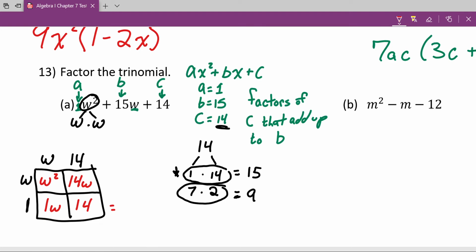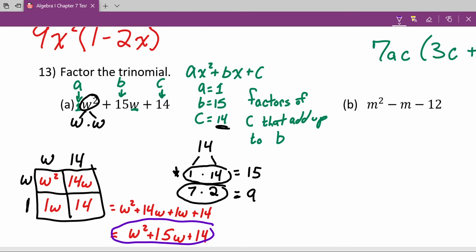Well, I'm going to write this out and combine any like terms. So I have w squared plus 14w plus 1w plus 14. I know that 14w plus 1w is going to be 15w. The w squared is brought down, and so is the 14. So checking my work, I know I would get w squared plus 15w plus 14. So my answer is not this right here. That is simply to make sure that I did my work correctly.